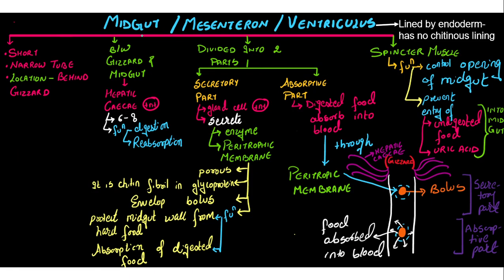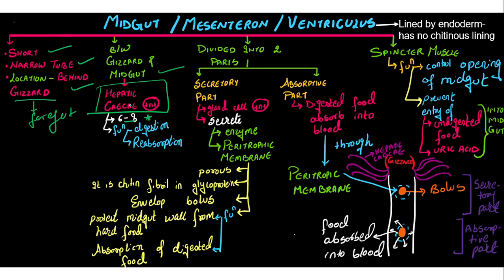Now let's see the midgut. The midgut is a short, narrow, tube-like structure, and where is it present? Behind the gizzard. So your midgut is present behind the gizzard. What is the gizzard? This is the last part of your foregut, right? Now, at the junction of the gizzard and midgut, what is present? Hepatic caeca are present. Hepatic caeca are 6 to 8 in number. This was a NEET question.